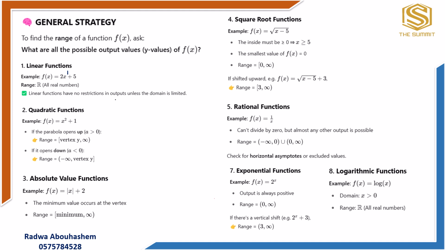For the square root function, as you see here, f(x) equals the square root of x minus 5. Originally, whenever you take the square root of any number, it gives you a positive number, or if you take the square root of 0, it gives you 0. So this means you're starting from 0. But again, maybe you are shifted up or down, so you have to consider the vertical shift. Here, there is no vertical shift, so it's 0 to infinity.